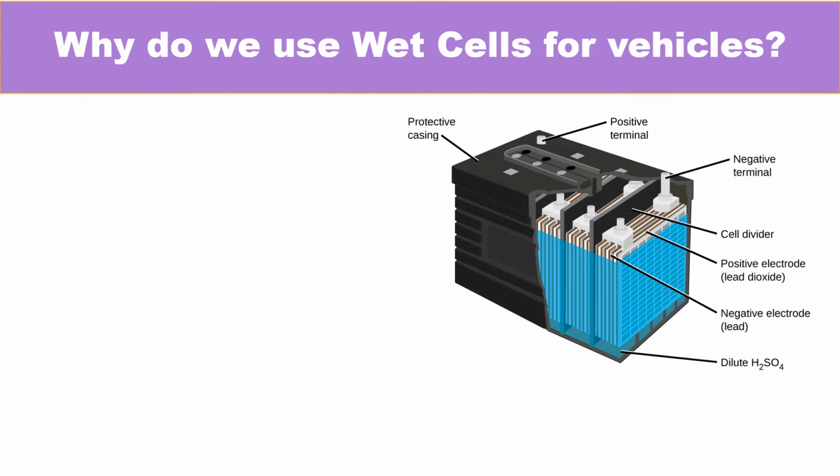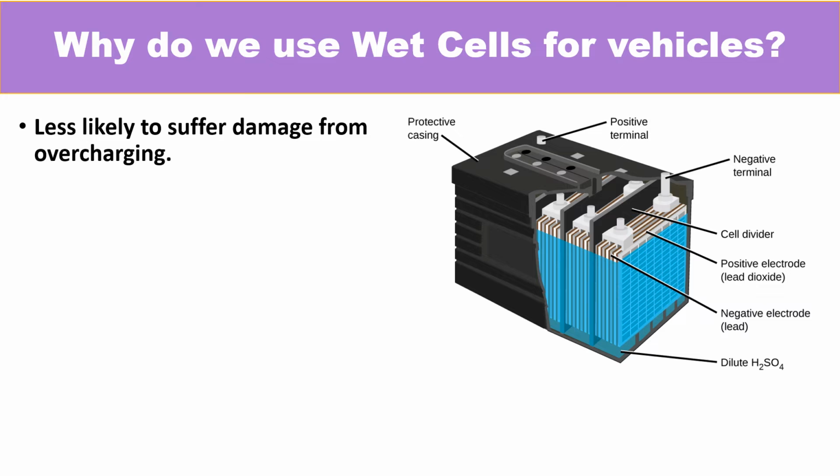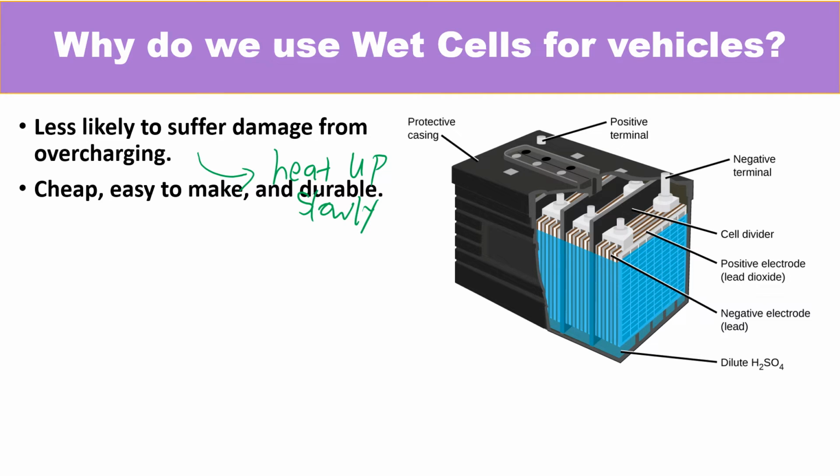So you may wonder, why do we use wet cells even though it is cheap to make and cost-wise it's more efficient, but why are we still using wet solution electrolyte inside of the vehicle where you possibly have a spill problem? Because it's less likely to suffer damage from overcharging. So it doesn't heat up that fast. Plus, it is quite durable, which is a fancy way of saying it's stable, protected, and you can use it for a long period of time.